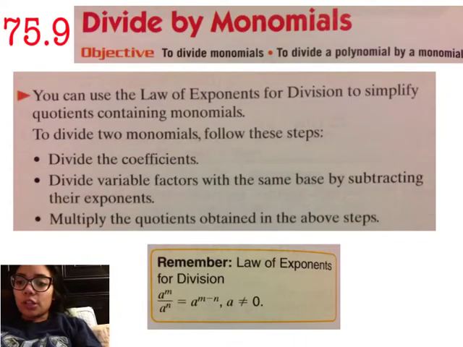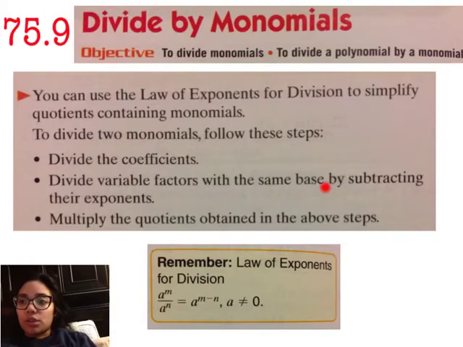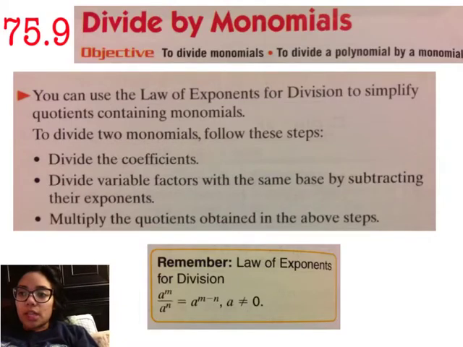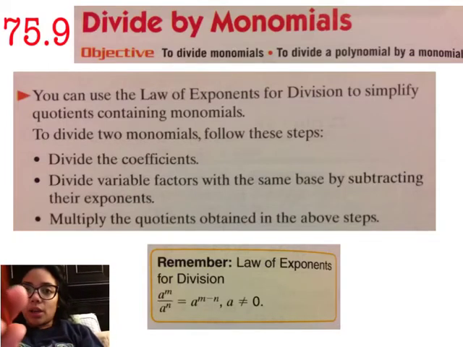You need to make sure that you write all of this inside your notebook. Divide the coefficients, the number in front of the variable. Then divide variable factors with the same base by subtracting their exponents. So if both of them have a base of x, then you can subtract the exponents, and then multiply the quotients obtained in the above steps. This will all make sense, I promise, when we get to a question.